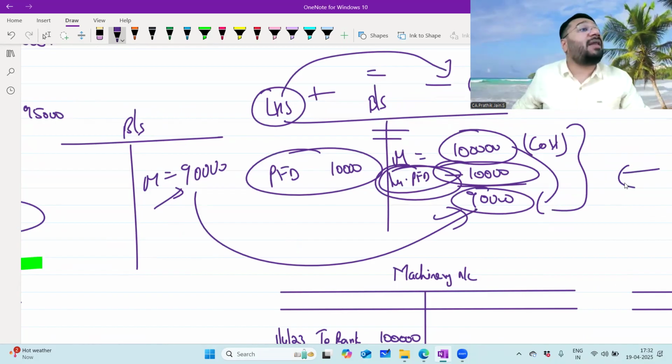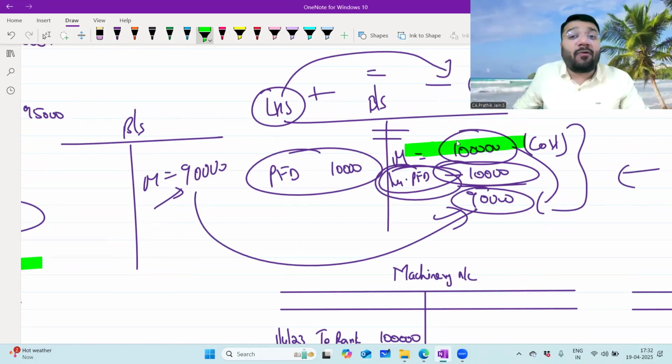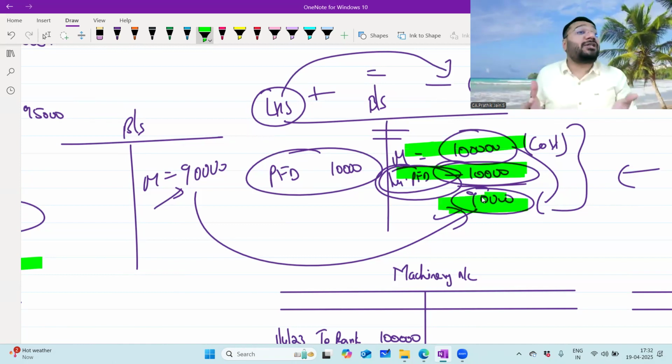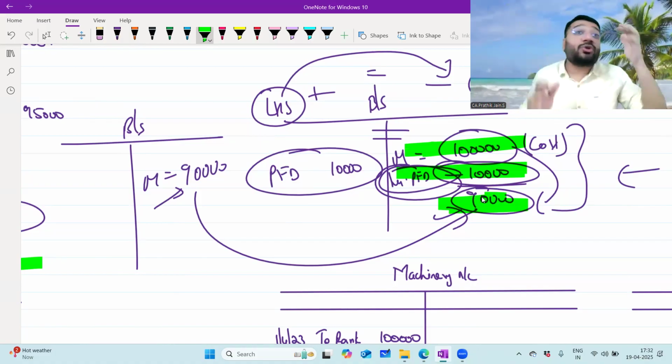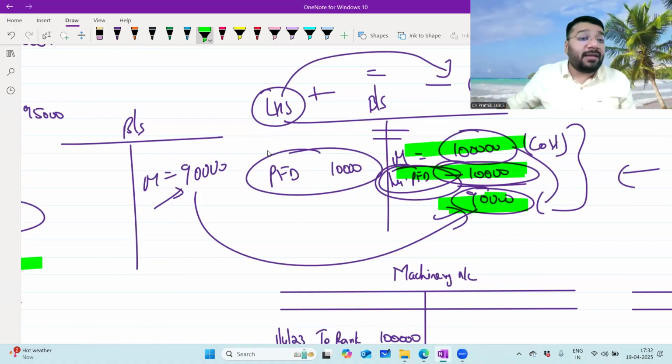Why? Because this gives clarity to the users of financial statements that we have an asset which was purchased for 1 lakh rupees. So far, till date, we've used the asset for 10,000 rupees. So the unused value of the asset is how much? 90,000. So this presentation gives me better, detailed information. What is the purchase value of the asset? What is the used value of the asset? What is the unused value of the asset? Whereas this information is missing under the net method.